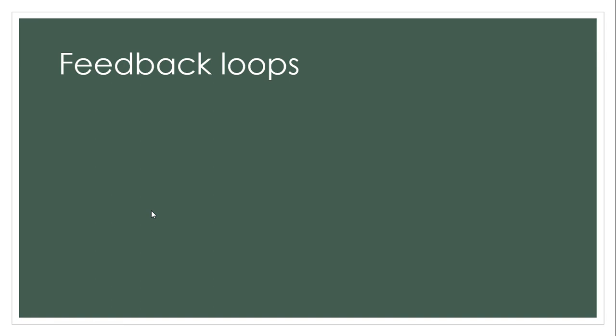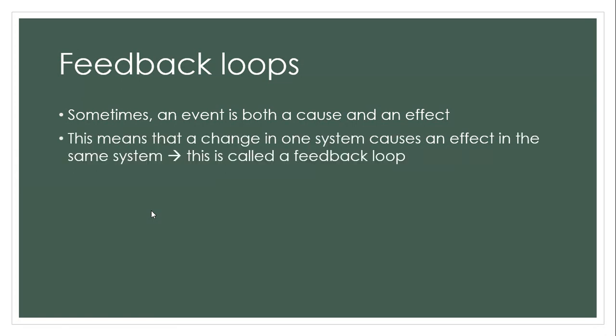So let's go into feedback loops and defining those. Sometimes an event is both a cause and effect in the environment. This means that a change in one system causes an effect in that same system, and this is called a feedback loop.